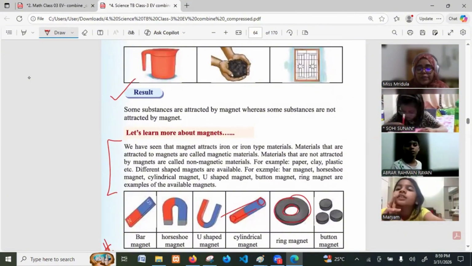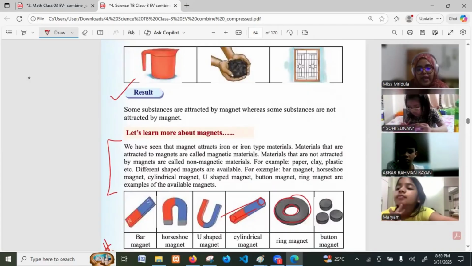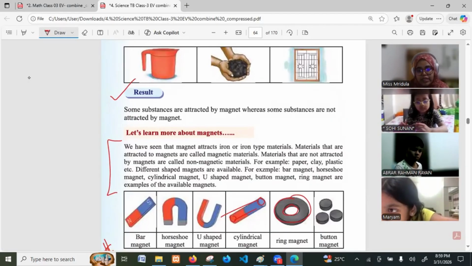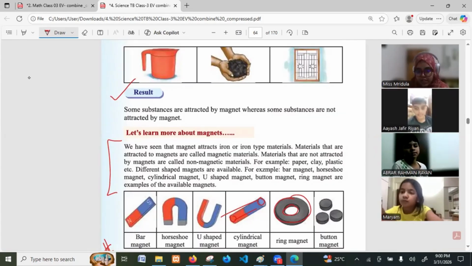Acha, let me ask another thing. Do you think these magnets can be found in nature the way they are shown? No. So people have made it in this way, right? So that has the human touch in it.